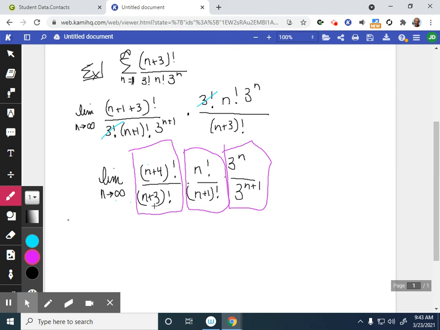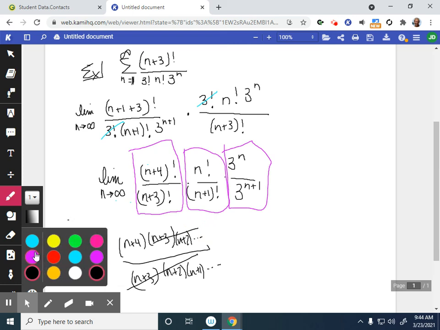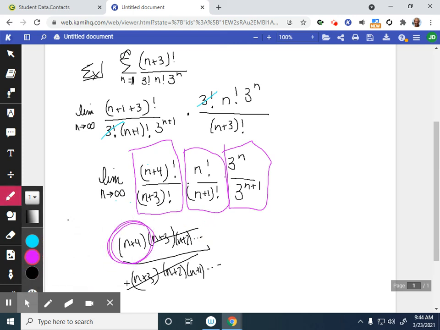So for my factorials, here's the way to think about it. Let's think about these factorials expanded. So this top factorial is n plus 4. What would the next term be? If I'm doing factorials, the next term is 1 less than it. So it's n plus 3, and then n plus 2, and so on. Well, on the bottom, I have n plus 3, and then the next term would be 1 less than it, and so on. Watch what happens. Everything here will cancel with everything here, and all I'm going to have left is n plus 4. That's going to happen here as well.